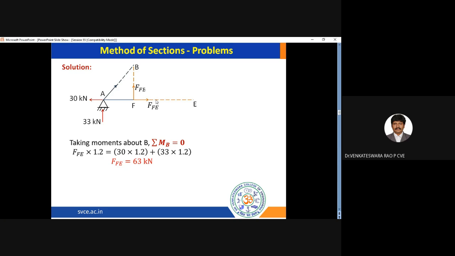Similarly, is it possible to find the FB, this vertical member force, in any other way without first calculating the AB member force? Apart from the procedure I followed, is there any other way? We can't take moment about F. So let us say I take moment about A, what happens? Is it possible to calculate FB without calculating AB?